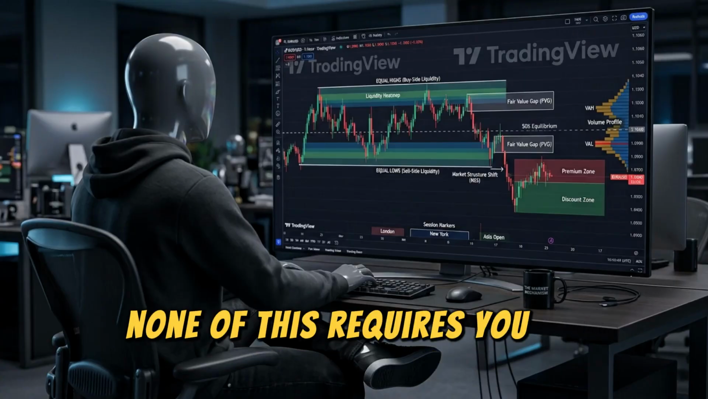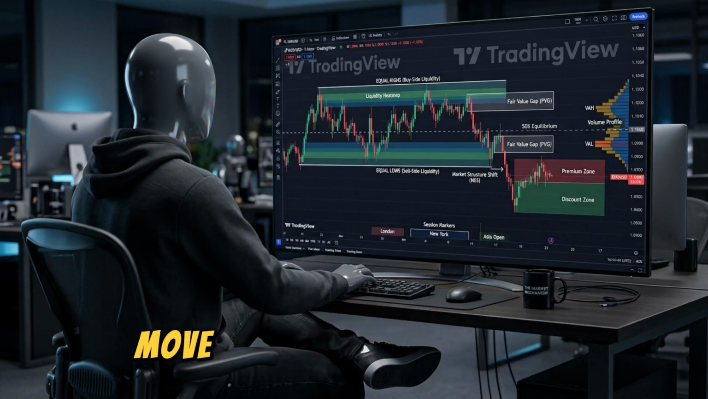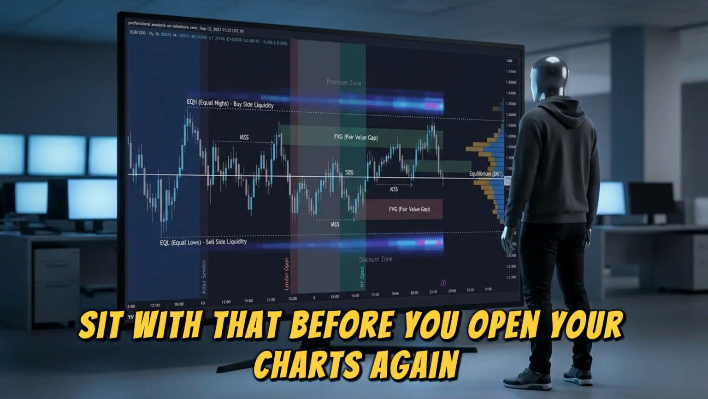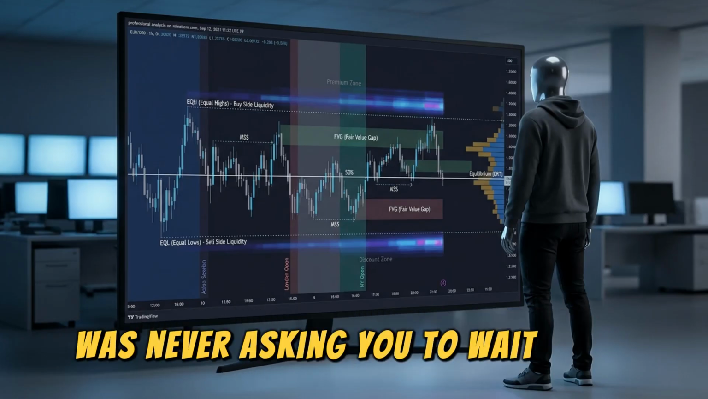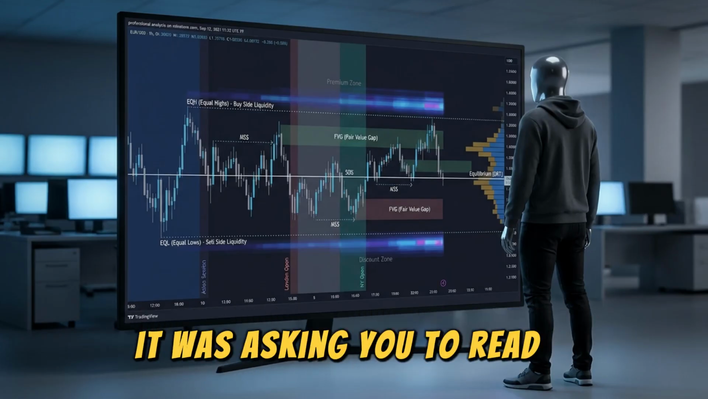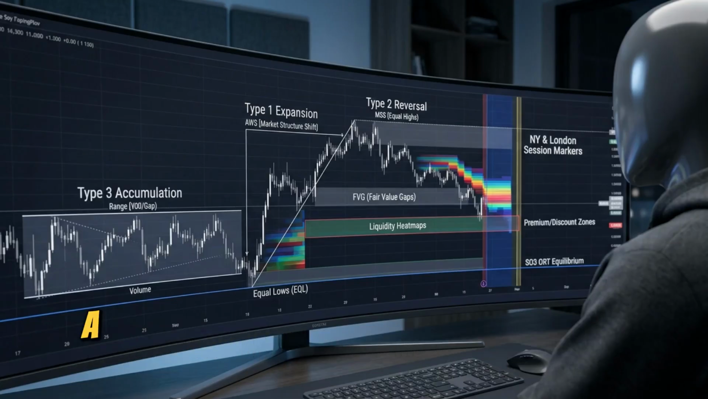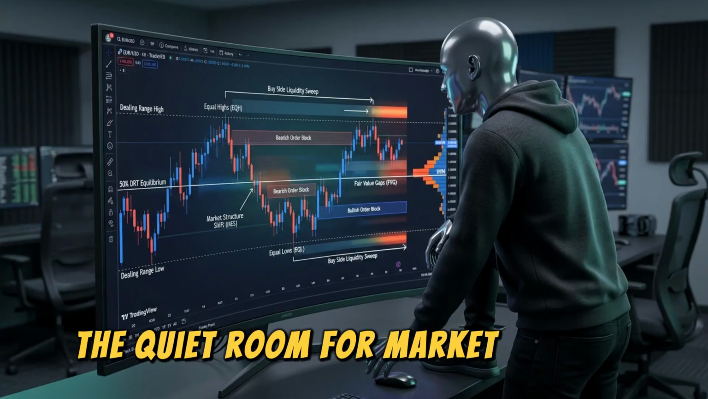None of this requires you to predict the market. It just requires you to stop reacting to the obvious move and start recognizing the one being engineered underneath it. Sit with that before you open your charts again. The range you've been ignoring your whole trading life was never asking you to wait it out. It was asking you to read it. Every single concept covered here started from the same place, a chart most traders had already dismissed as nothing worth watching. This has been Trader's Bible, the quiet room for market mastery.